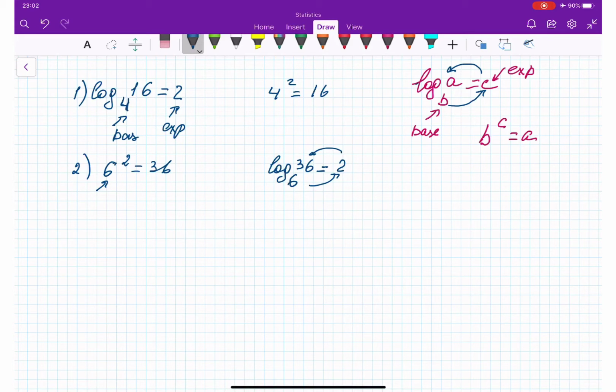Question number 3. We have logarithm 5 over 7 by base 10. Okay, we are going to use properties here. Using properties of logarithms, we need to rewrite this expression as a sum or difference of logarithms. Let me write down the property of logarithm.